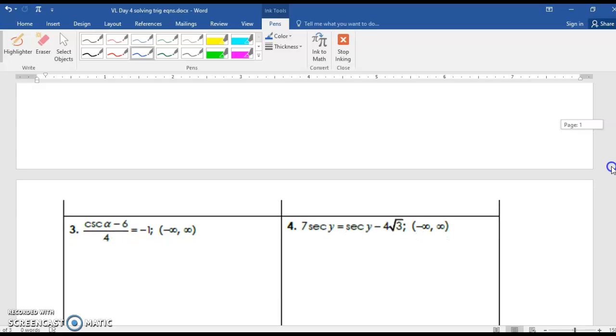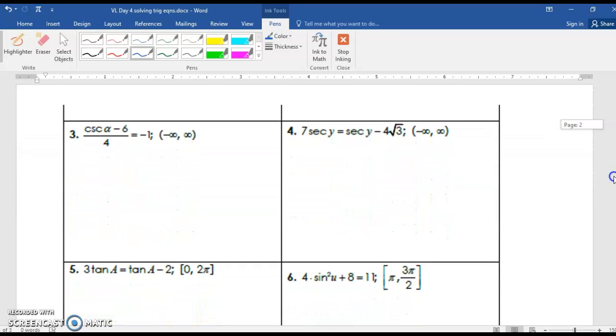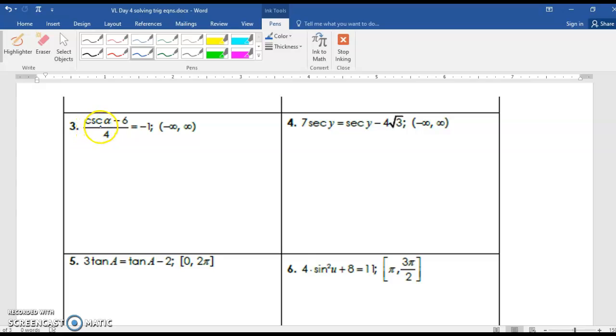So let's move on. Let's do a little more challenging ones. So here you have cosecant alpha minus 6 over 4 equals negative 1. As soon as I see this, I would want to multiply by 4. We want to isolate this trig ratio, so we need to do everything to get rid of all the outer coverings. Here it is 4. So I want to multiply by 4 on both sides to get cosecant alpha minus 6 equals negative 4. Then add the 6. You will see that cosecant alpha is positive 2, which means sine alpha, its reciprocal function, is half.